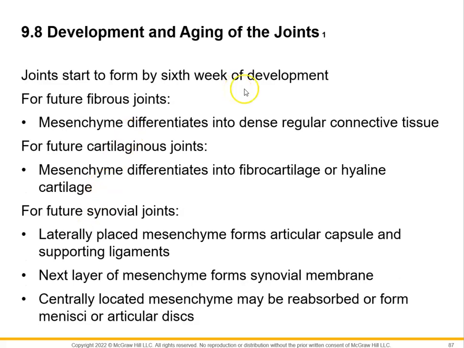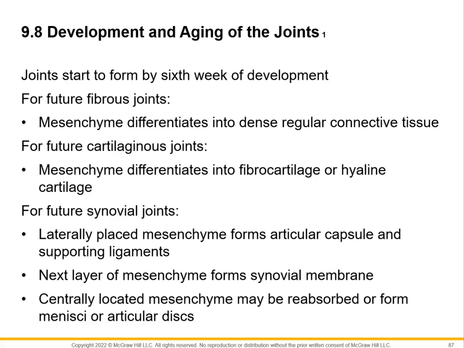Okay, so development and aging of the joints. Joints start to form by the 6th week of development. For future fibrous joints, the mesenchyme differentiates into dense regular connective tissue. For future cartilaginous joints, the mesenchyme differentiates into fibrocartilage or hyaline cartilage.